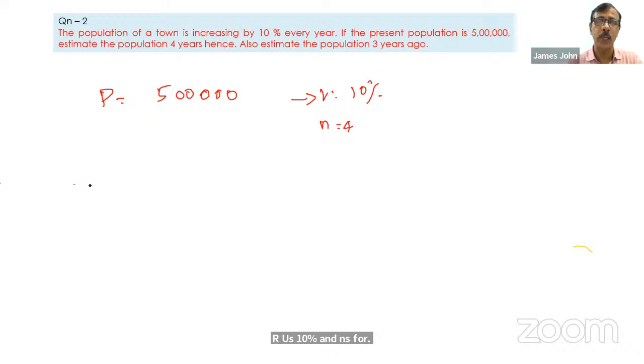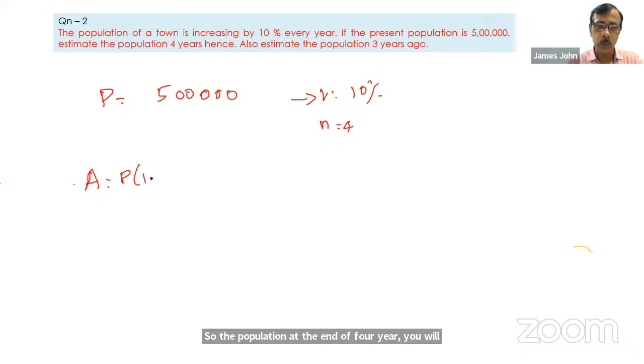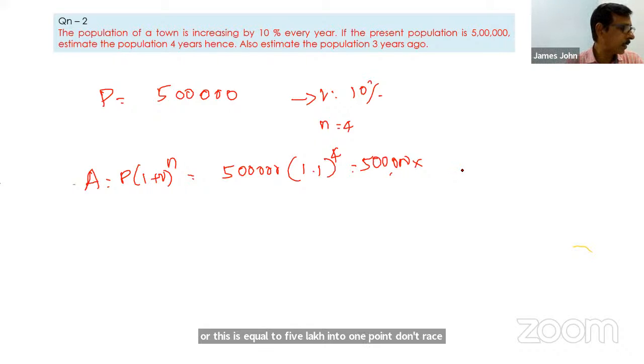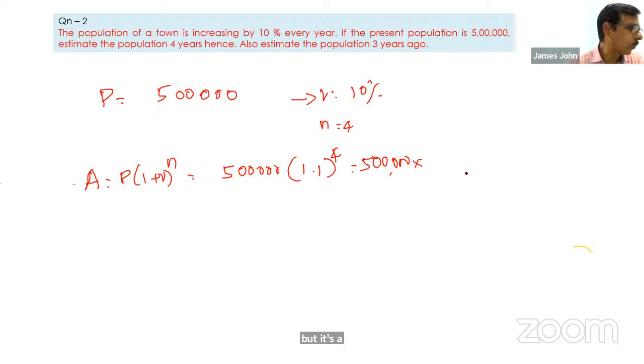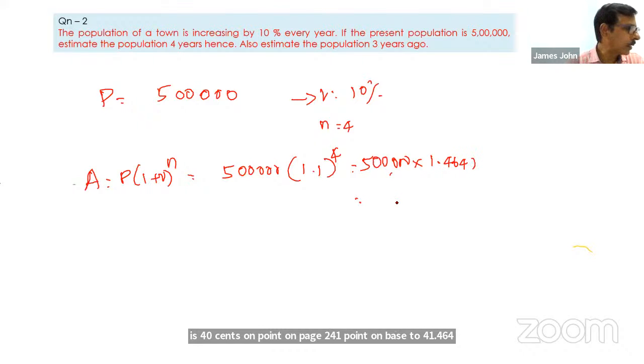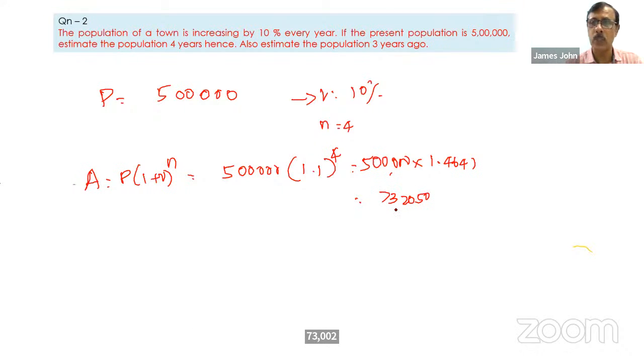So the population at the end of 4 years, you will get using the formula A is equal to P into (1 plus R) the whole raised to N. P is 5 lakh into 1.1 raised to 4. 1.1 raised to 4 is 1.4641. You multiply, you will get the answer as 7,32,050. What's the next question?